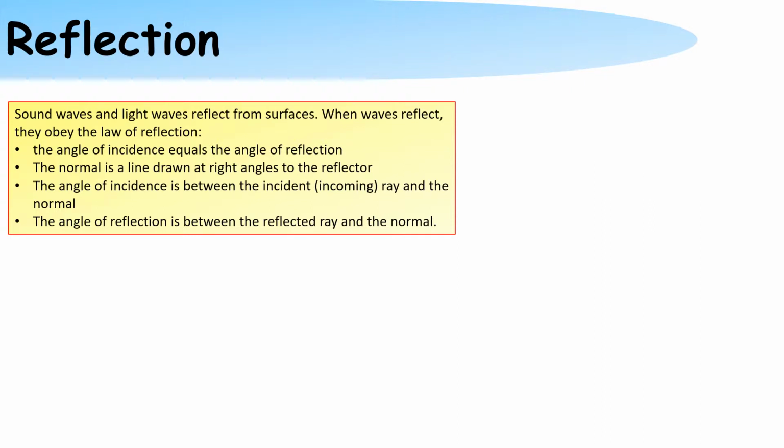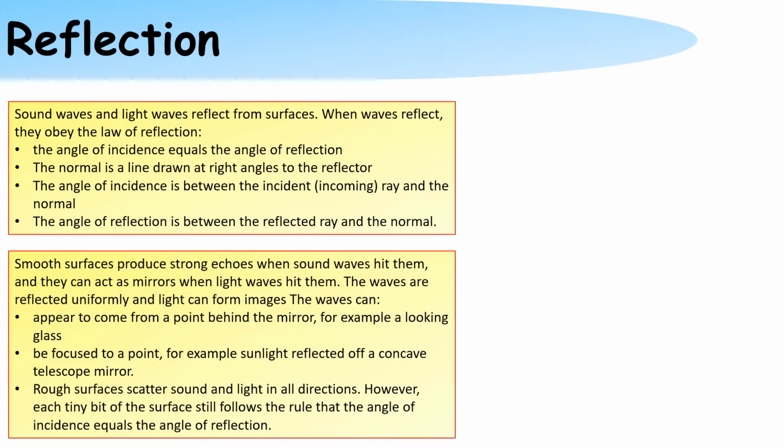Sound waves and light waves reflect from surfaces. When waves reflect, they obey the law of reflection. This is that the angle of incidence equals the angle of reflection. So for instance, if the angle of incidence is 20 degrees, then the angle of reflection will also be 20 degrees. The normal line is drawn at right angles to the reflector. The angle of incidence is between the incoming ray and the normal, and the angle of reflection is between the reflected ray and the normal.